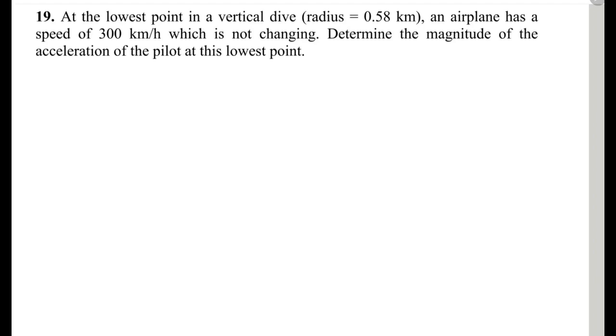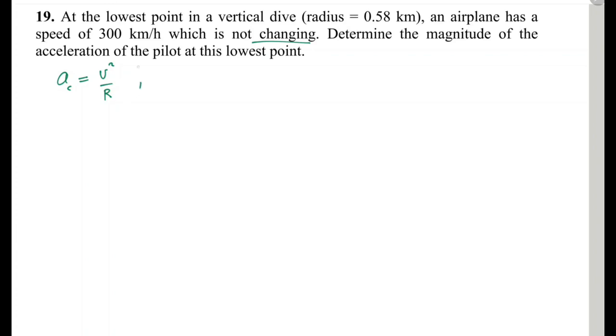At the lowest point in a vertical dive, radius equal to 0.58 kilometers, an airplane has a speed of 300 kilometers per hour, which is not changing. This is very important here. Determine the magnitude of the acceleration of the pilot at this lowest point. Now, not changing means no tangential acceleration, and the only acceleration we have here is a central equal to v squared over r.